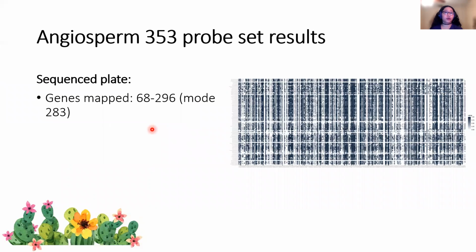When we tested these probe sets on the sequenced plate, the 96 samples, we saw a huge variation of success in the mapping of the sequences. Between 68 and 296 genes were mapped per sample. As you can see here, there's way more patchiness, more white. So there were genes that performed really poorly compared to others.